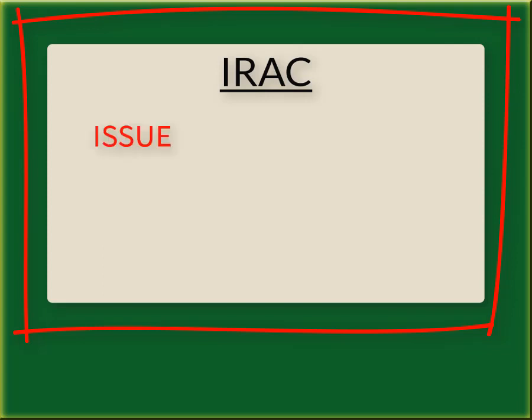First is the issue. When you want to determine the issue in a problem question, you have to look for the area of conflict. The conflict is the problem. In a problem is where the interests of the parties clash and there is a disagreement. Secondly, you look at the rule.